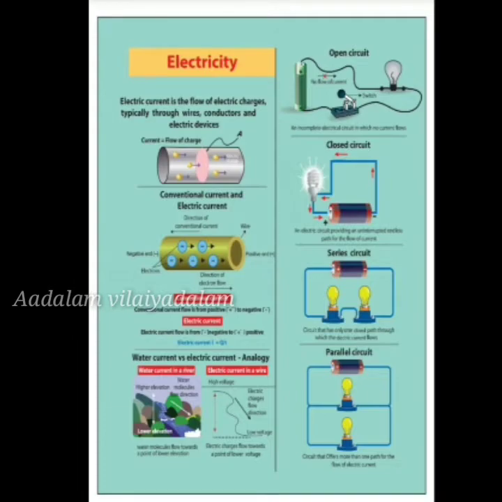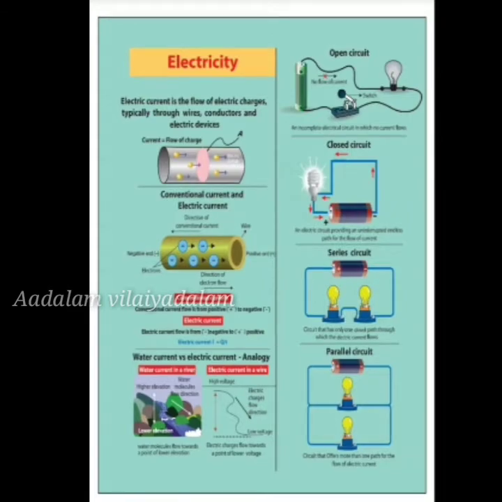Here this is an open circuit, where the switch is open. In the next diagram, open circuit. Because the switch is open, there will be no flow of current. Whereas when the switch is closed, it is a closed circuit. Then this is a series circuit, where two bulbs are connected in series, and in the next diagram you will see a parallel circuit, where the bulbs are connected in parallel.